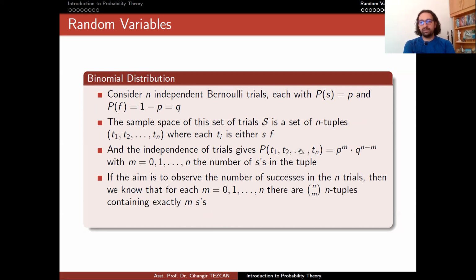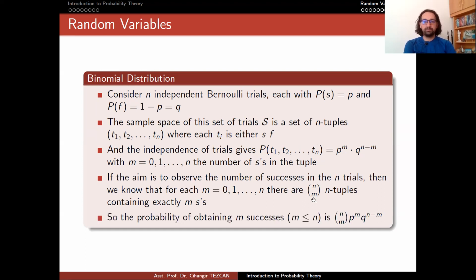Again, there are m places where you can put successes, and you have m success values. You can put them in this many different ways, which is n choose m, or combination of n with m. So the probability of obtaining m successes, where m can be anything between 0 and n, is n choose m multiplied by p to the m multiplied by q to the n minus m.